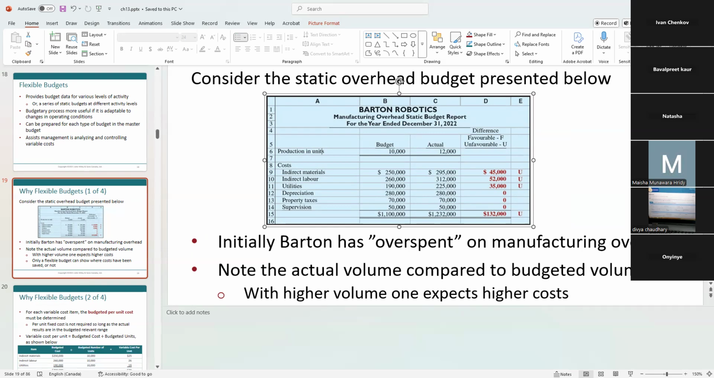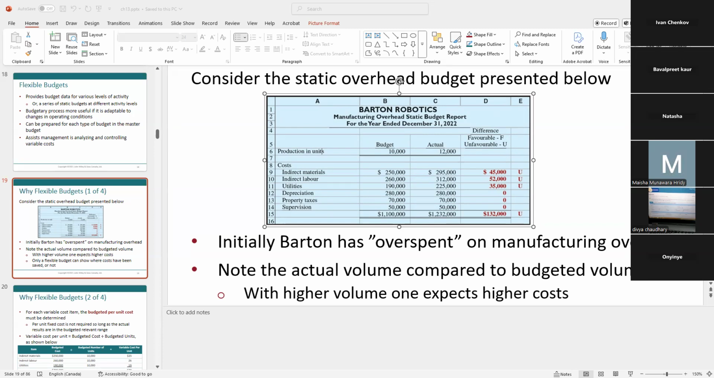Very simple. First thing that you have to remember is, again, how the costs behave. As we said before, variable cost per unit stays the same. Fixed cost in total stays the same. So we're going to look for something that stays stable, which in this case will be the variable cost per unit and fixed cost in total. And then we start comparing the numbers.